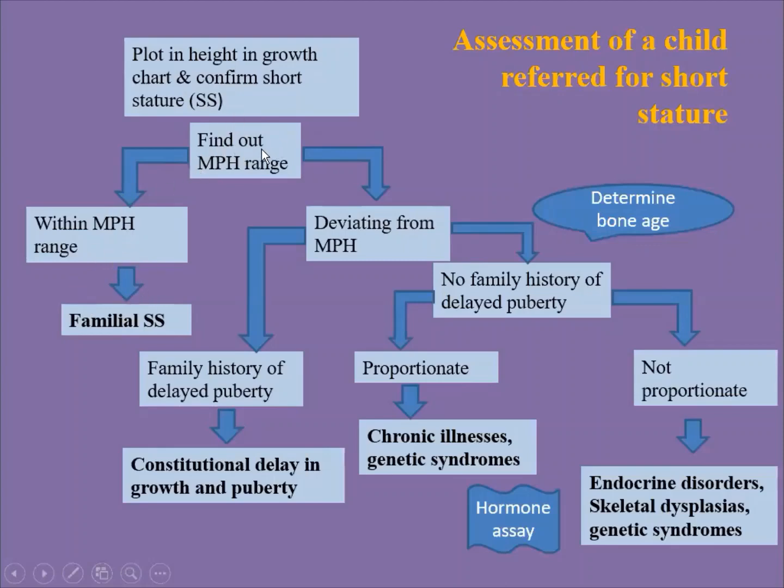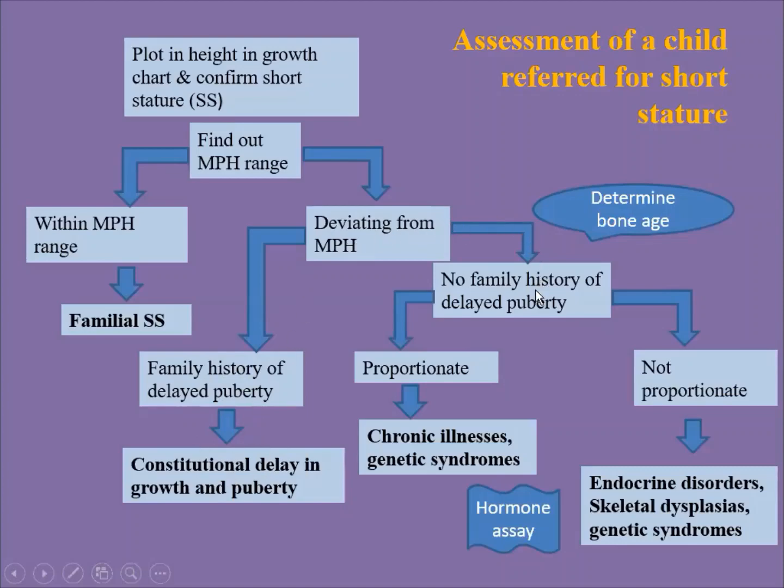If it's falling out of the range, if it's below the mid-parental height range, deviating from it, then you have to ask for a history of delayed puberty. So if the parents say yes, there was delayed puberty in them or delayed peak height velocity, then it's probably a constitutional delay in growth and puberty.